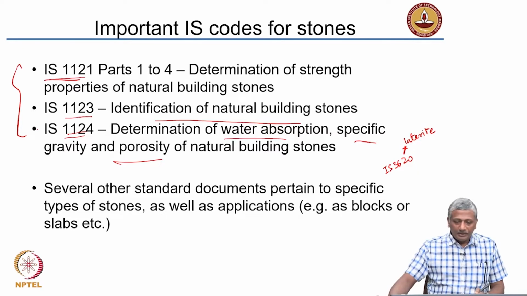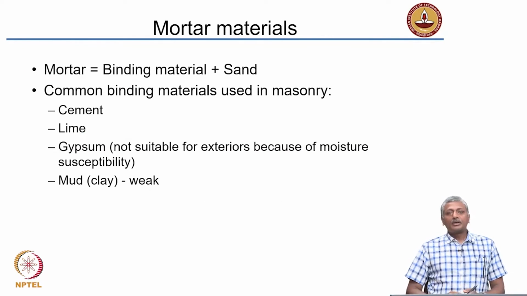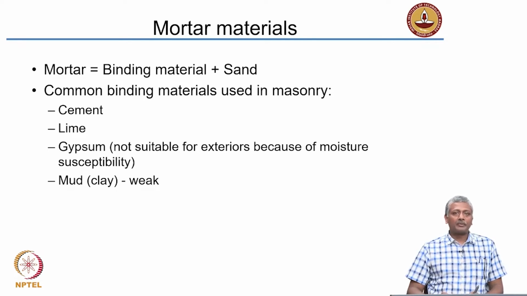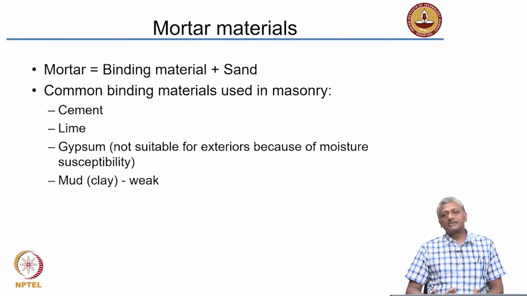Right. Now, we have talked about brick and stone. Of course, we have not yet talked about masonry. That is a component that I will come upon a little bit later. But I wanted to touch upon the mortar materials that are typically used before that. Now, mortar is nothing but a combination of a binding material and sand.